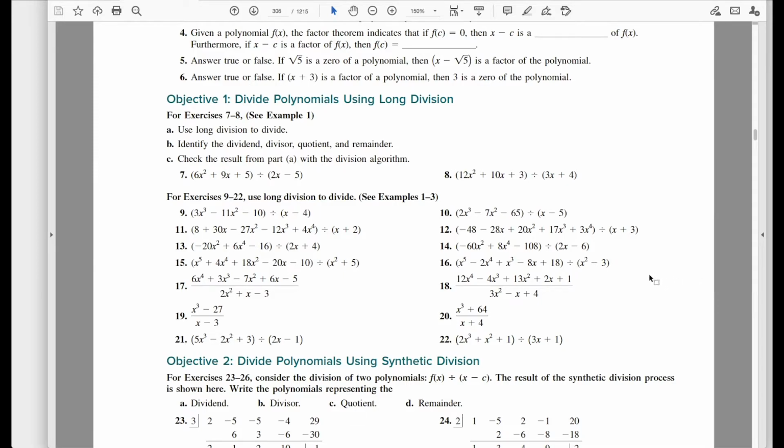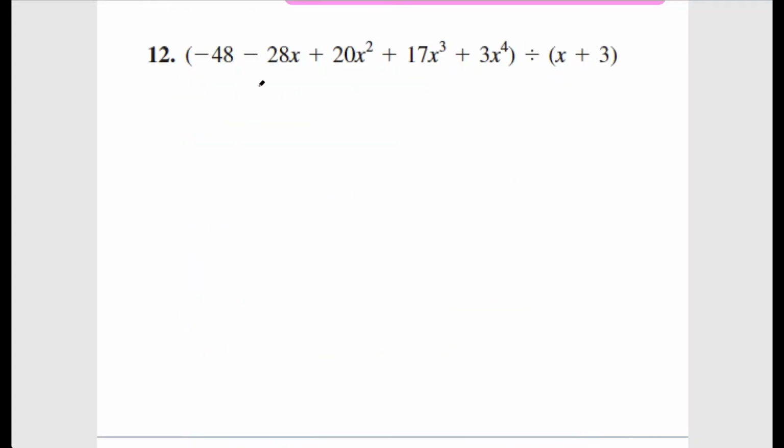This is still on page 279. Let's now do number 12. Okay? All right. So we need to divide this polynomial by x plus 3. So this polynomial here is of degree 4, right? It's just written with the exponents increasing, as opposed to what we used to do, decreasing. And in order to do the long division, we're going to write the dividend and the divisor in a fashion where the exponents are descending.